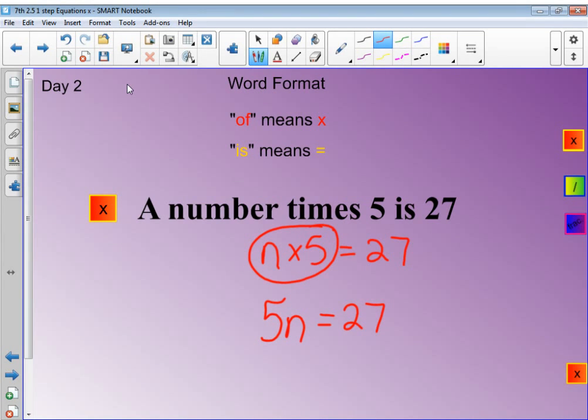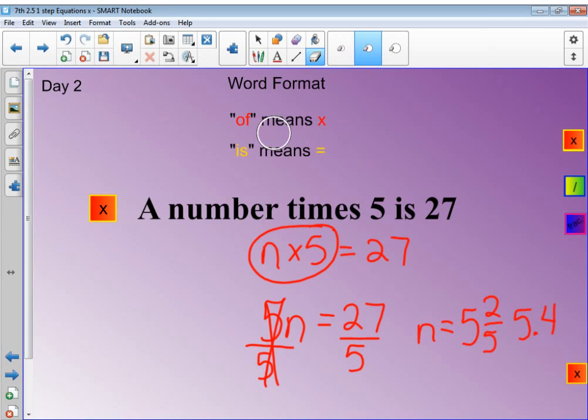Okay, so you want to work to get n by itself. 5 times n, so divide by 5. Divide by 5. We get n equals, 5 would go into 27 5 times. You have 2 left over 5. And if you did that on a calculator, it would be 5.4.